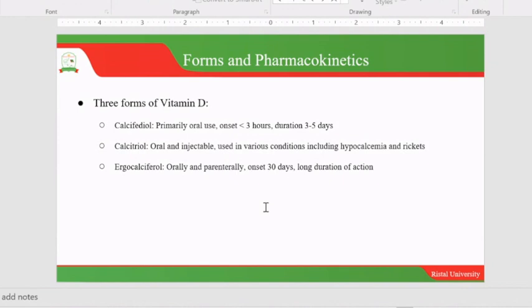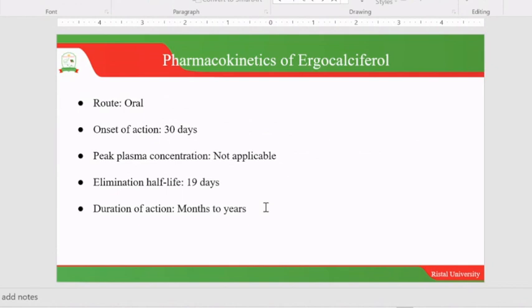For the ergocalciferol, we are looking at it being oral and parenteral intake. Parenteral, we are looking at it being directly introduced into the blood system or the circulatory system, and this onset is 30 days and it has a long duration of action. So what are the pharmacokinetics of ergocalciferol? We are saying it's an oral route. The onset is after 30 days. Peak plasma concentration is not known, and it is eliminated in 19 days.